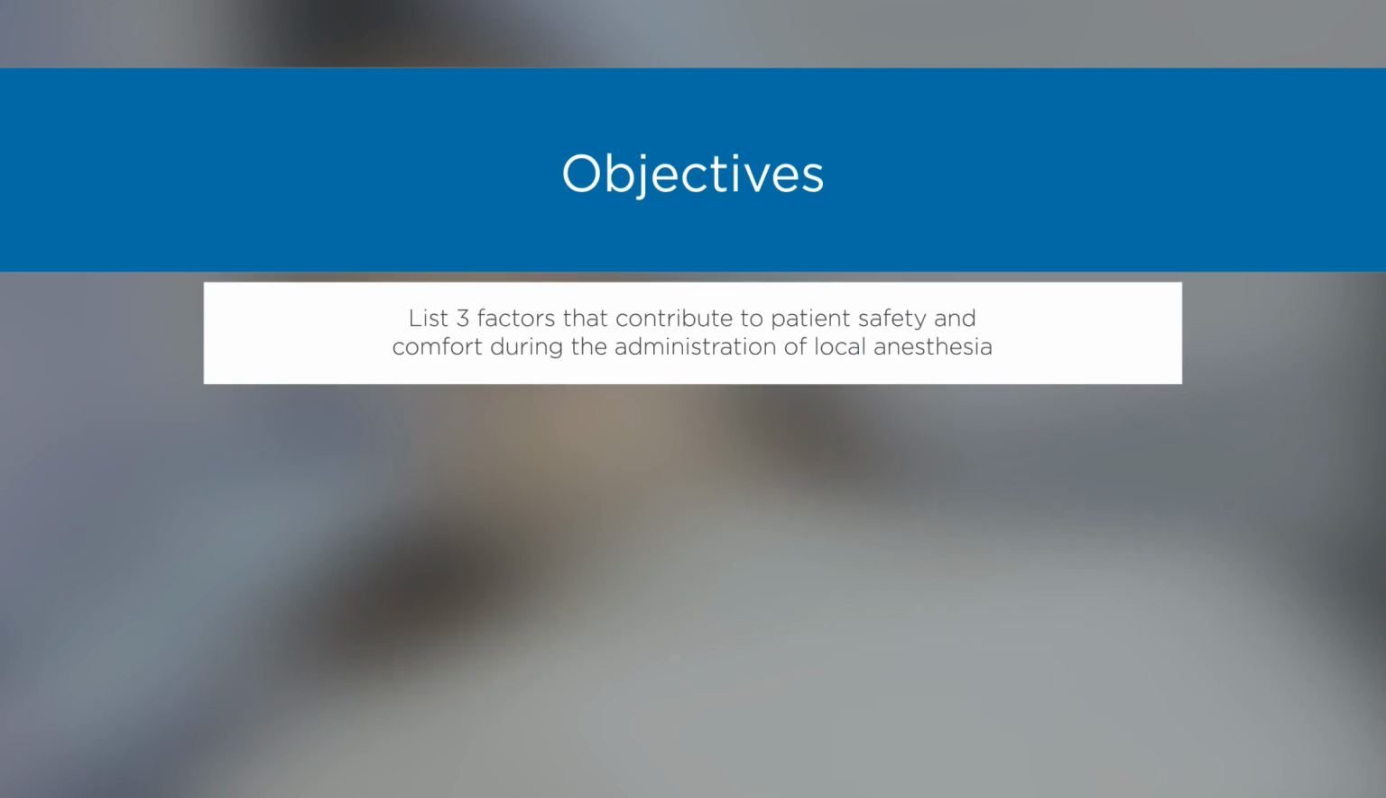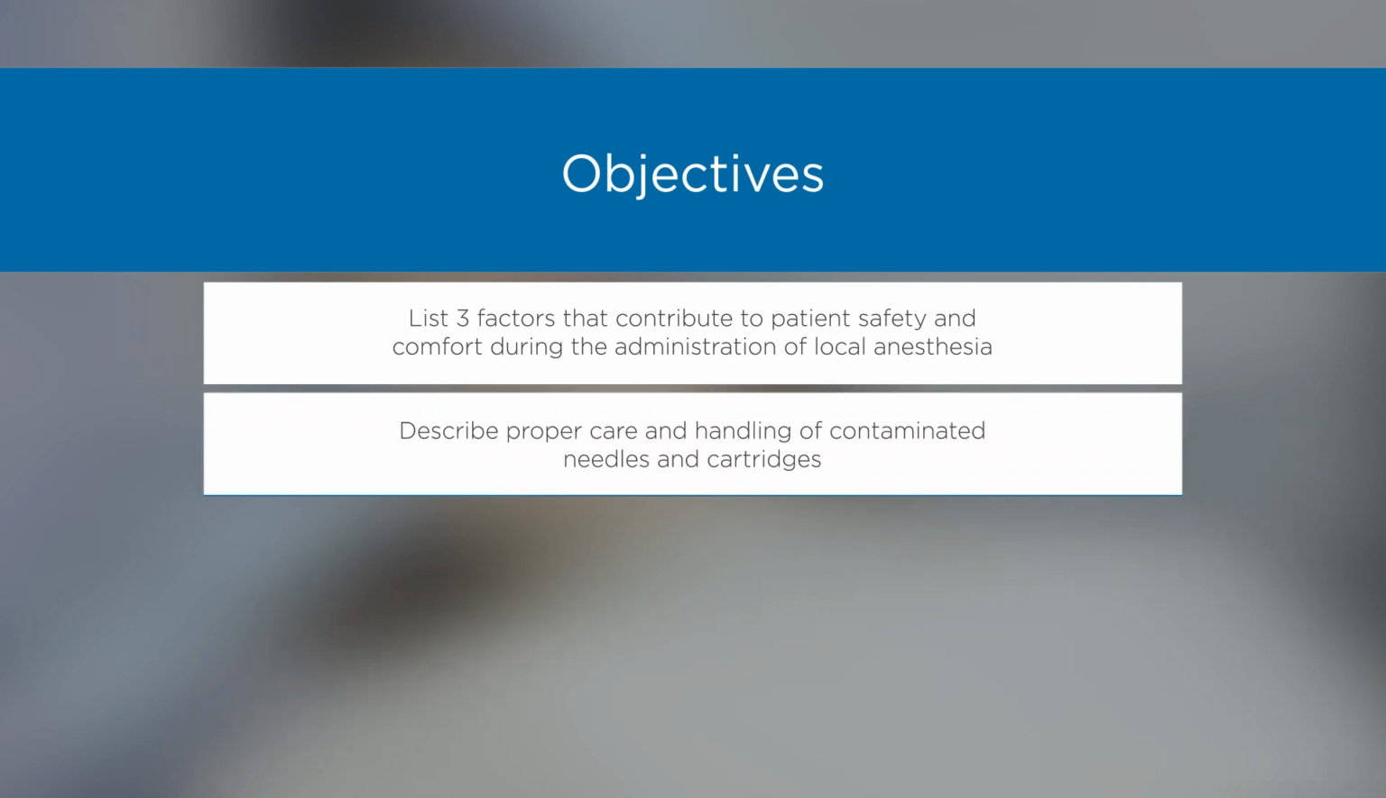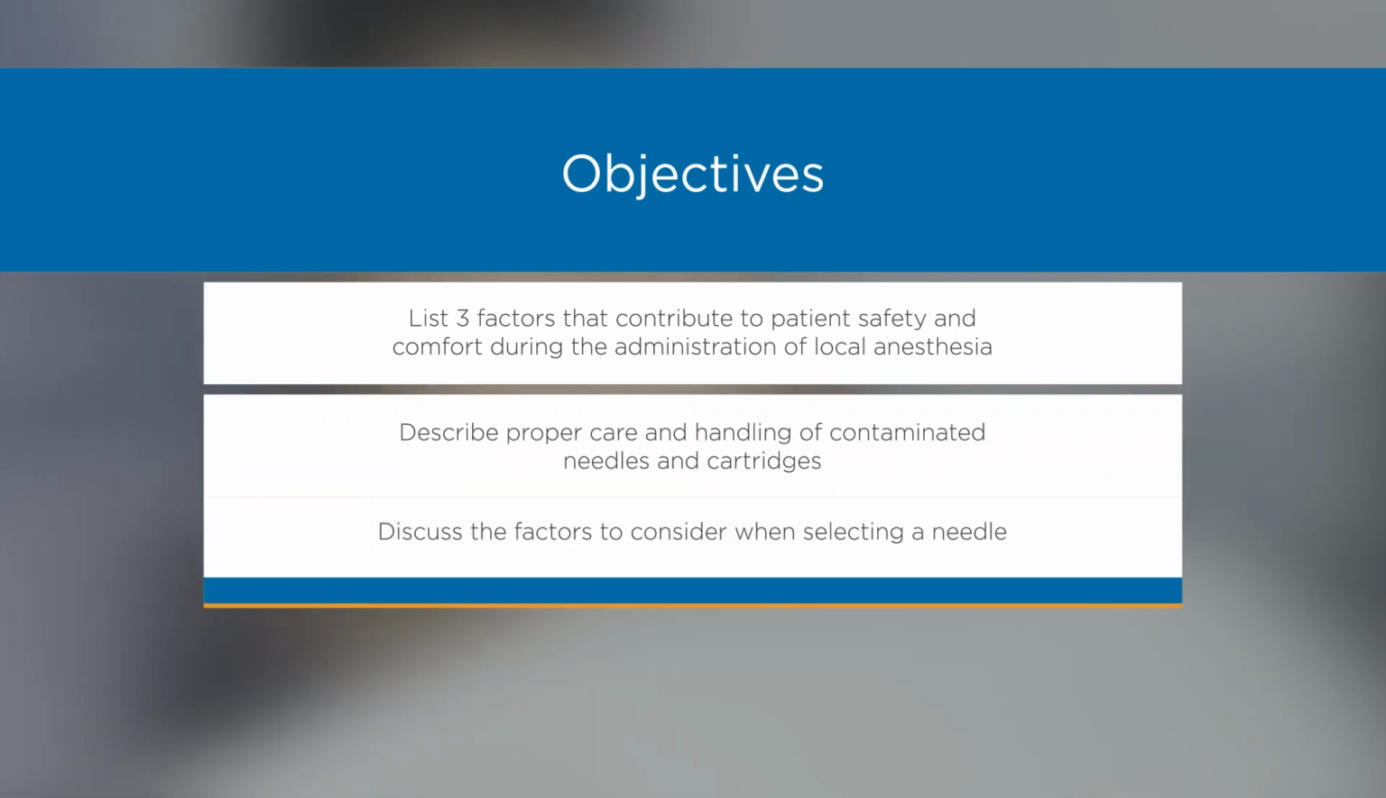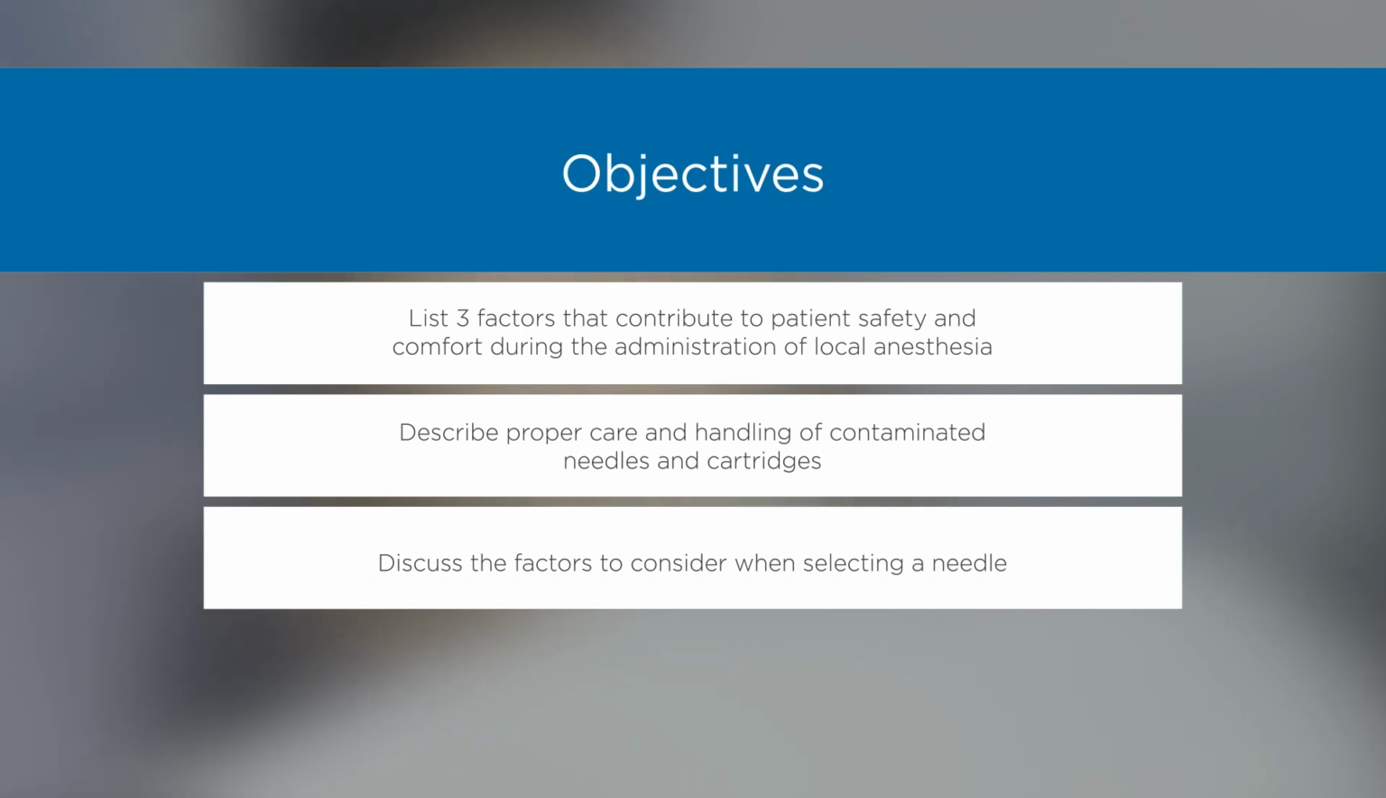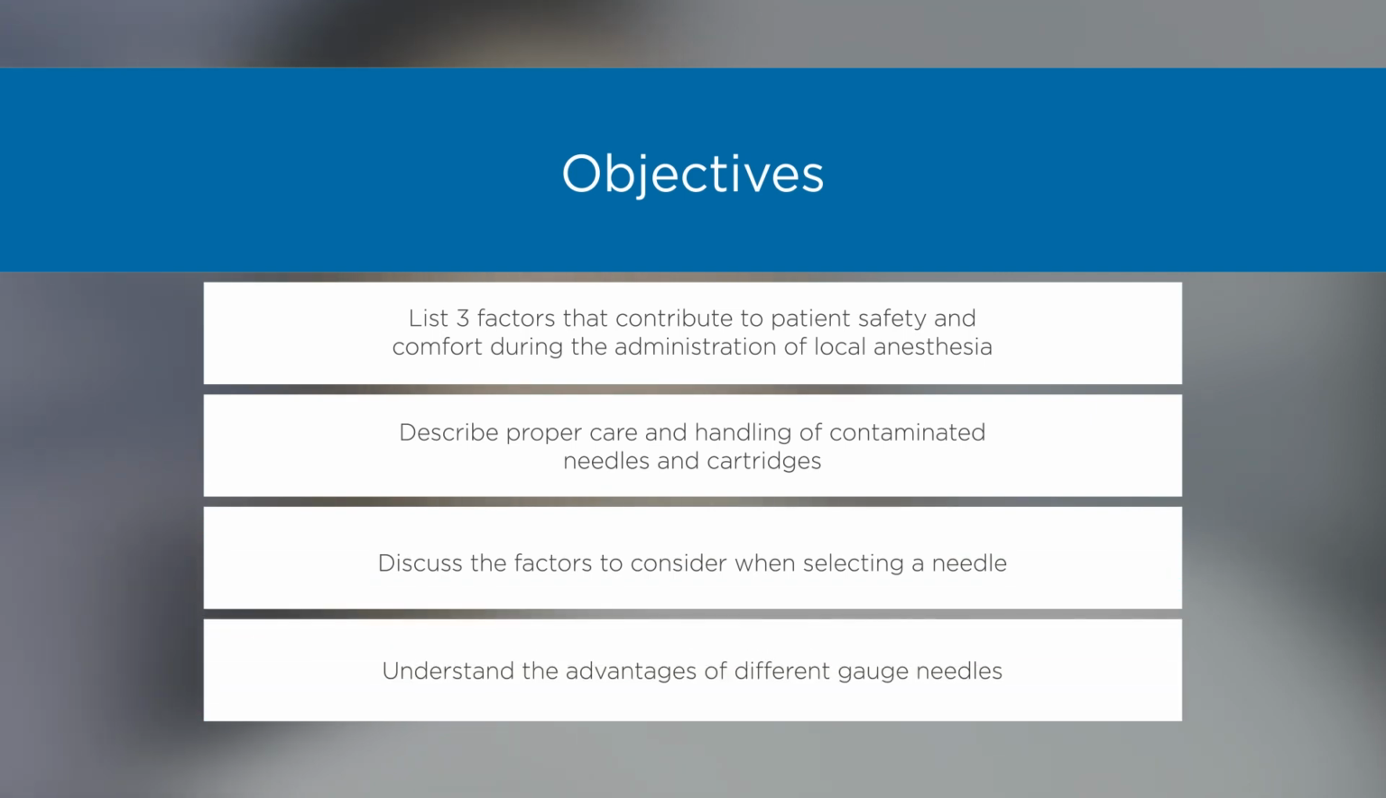Objectives. List 3 factors that contribute to patient safety and comfort during the administration of local anesthesia. Describe proper care and handling of contaminated needles and cartridges. Discuss the factors to consider when selecting a needle. Understand the advantages of different gauge needles.